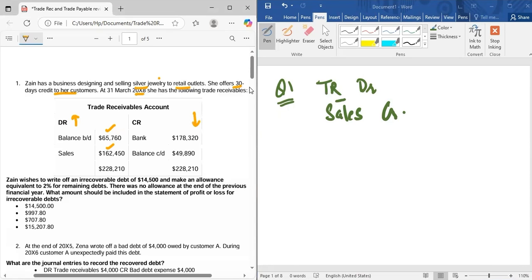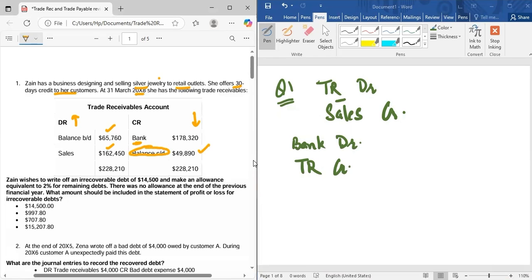Okay, then during the year some trade receivables had paid her. That's why here we have written bank. How this entry would have been made? It would have been like bank debit and trade receivables credit, because trade receivables have paid to us, so trade receivables have decreased, so that's why we have written bank here. Now the closing balance, the trade receivables at the end are $49,089, right? So this is our closing figure at 31 March 20x8.